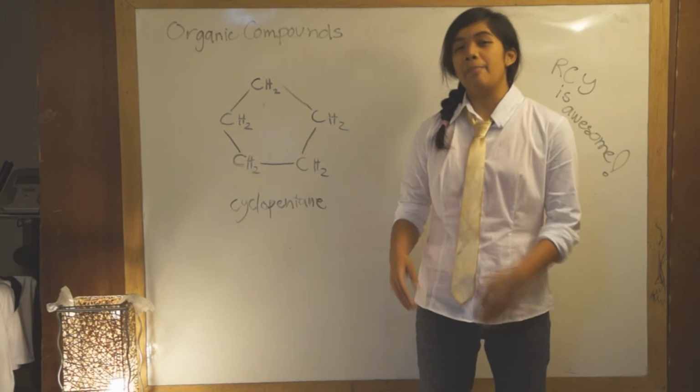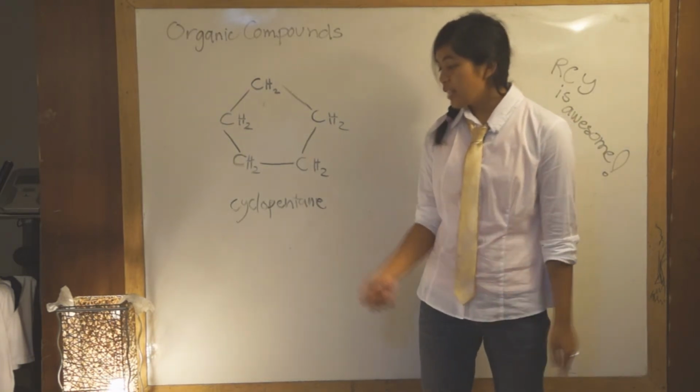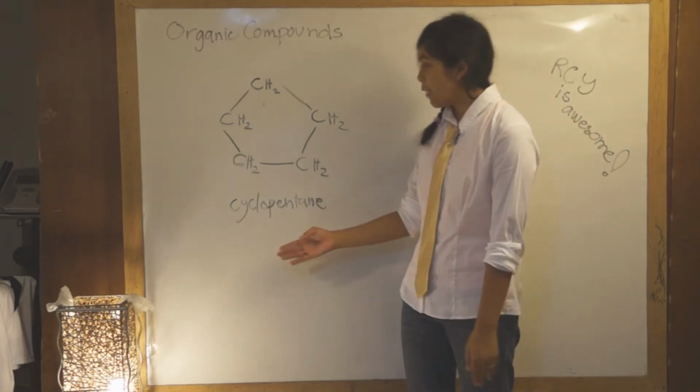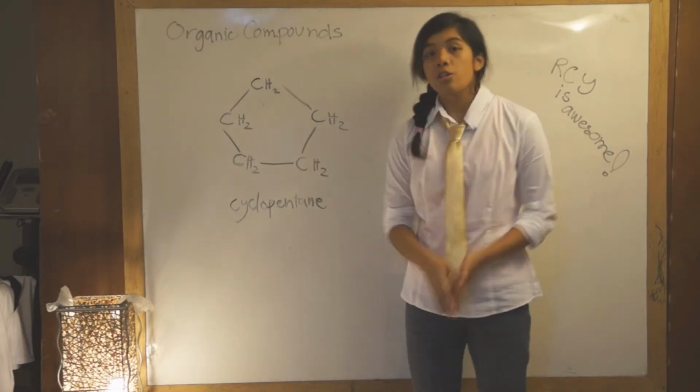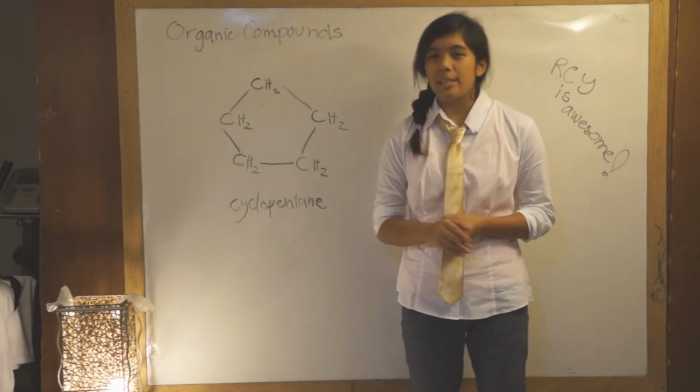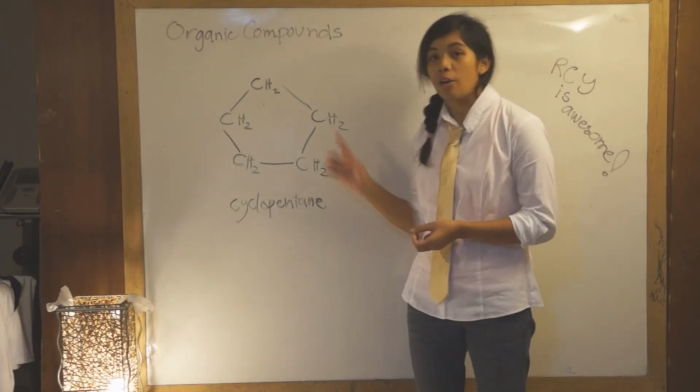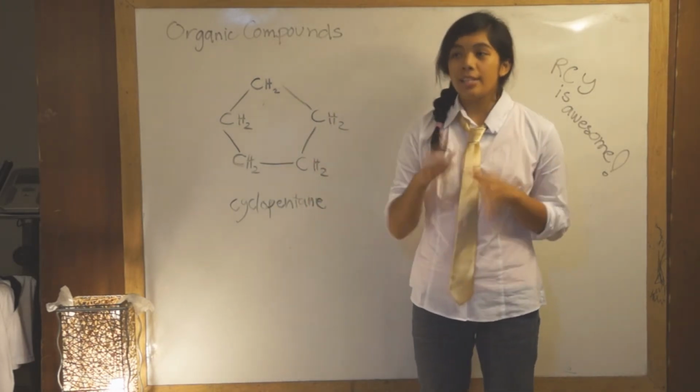For example, in naming, we have this figure. It's called cyclopentane. Count the number of carbons. 1, 2, 3, 4, 5. So we use the prefix pent, and since it's in a ring, we call it cyclopentane.